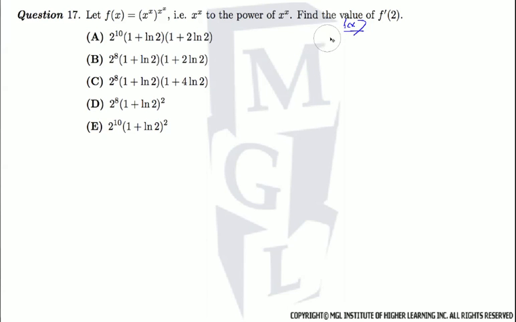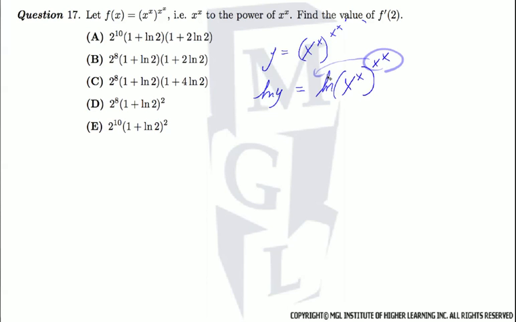So let me do that first by setting y equal to x to the power of x to the power of x to the power of x. Log both sides. We're taking ln of both sides instead of log because ln is easier to differentiate than log. And this can come down to the front using the third law of logs.